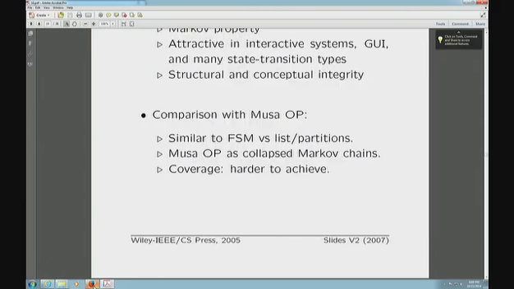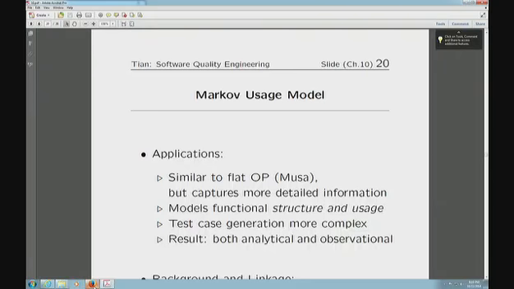We had this comparison with the Musa operational profile. Basically you add the partitions, you add the probability, you become Musa. With the finite state machines, you add the probability, you have the Markov OP. And it helps us test the important part, the part that is going to be used more often by your customers and users. So the application of these models is similar to the Musa OP, but with more structure.